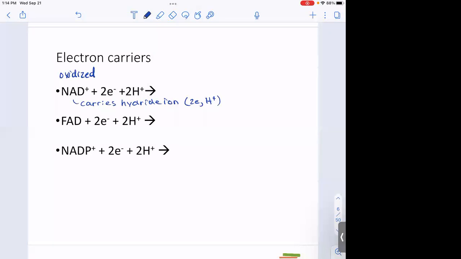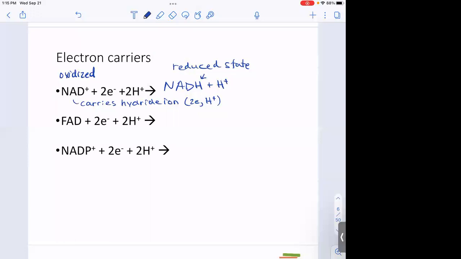So when it's shuttling electrons, in its reduced state it's going to be NADH plus H plus. Okay, there's an extra proton left over. So it's actually carrying a hydride ion. There's 2 electrons and a proton.